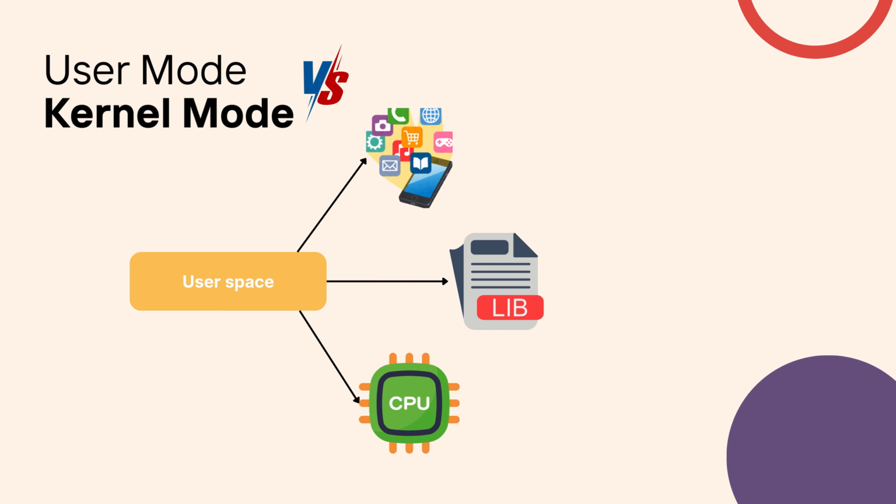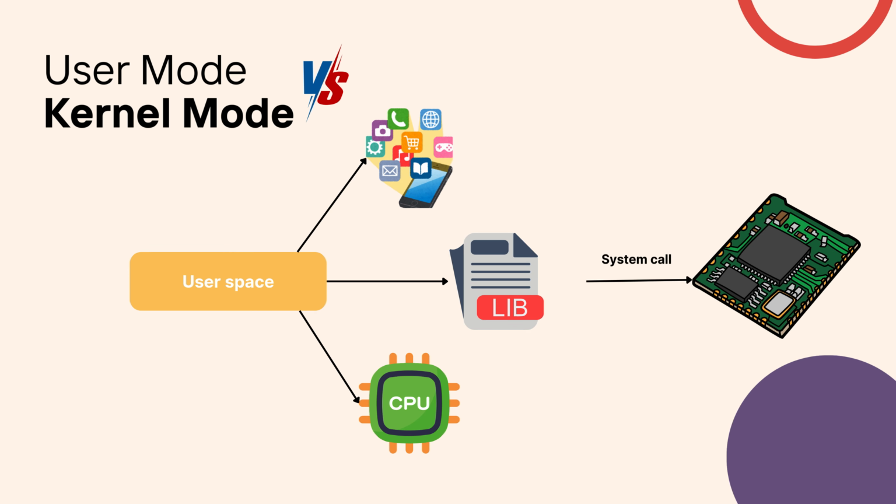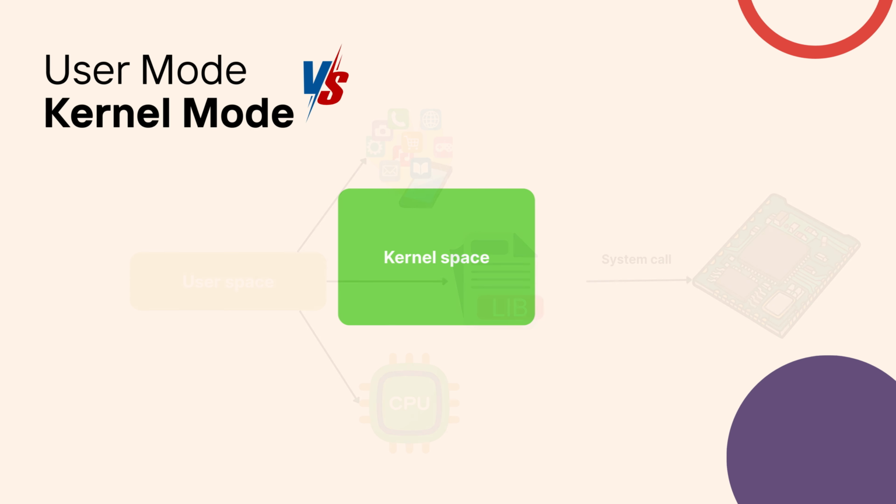What's in user mode and kernel mode? User space includes apps, libraries, and user-level threads. These components can't directly access hardware. Instead, they communicate with the kernel through system calls, kind of like how restaurant customers place orders without stepping into the kitchen. Kernel space is the core of the operating system.